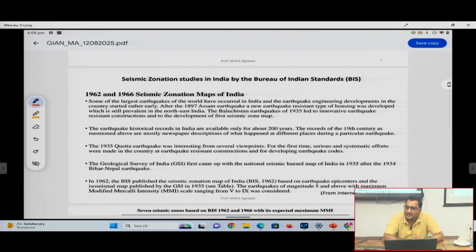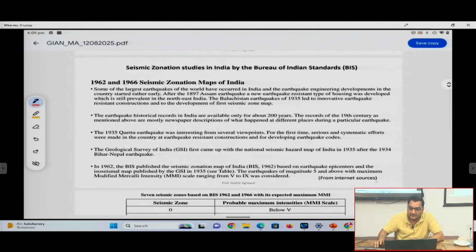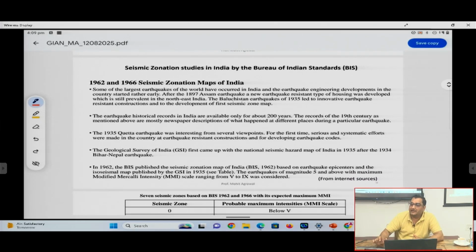In 1935 an earthquake happened in Quetta, also known as the Quetta earthquake, and it was a very interesting earthquake from several viewpoints. For the first time after this earthquake, systematic and serious studies happened, and soon after this GSI published a map, as I told you, in 1935 after the 1934 infamous Bihar-Nepal earthquake.